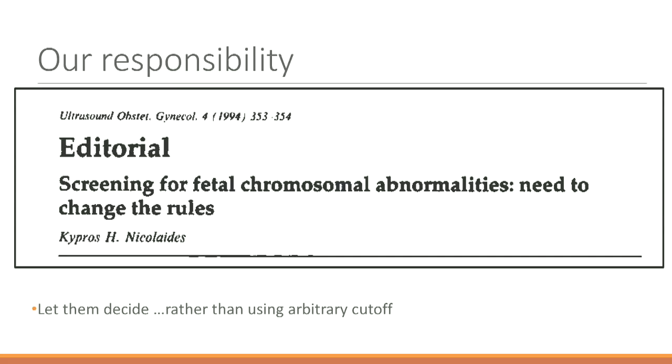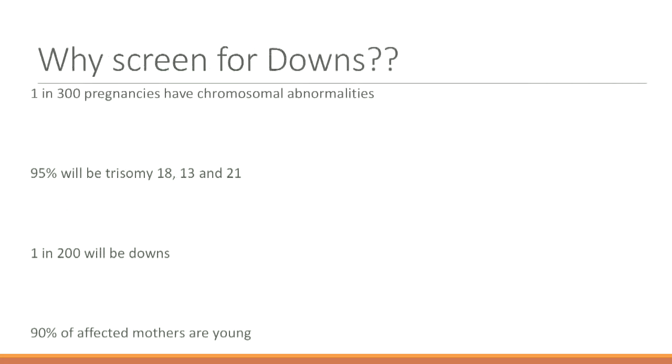The primary question is, why do we need to screen? Why do we need to screen for Downs at all? Because if you look at pregnancies in general, 1 in 300 of them are going to be affected with chromosomal abnormalities. 95% of those abnormalities are going to be trisomy 18, 13 or 21, and a majority of those abnormalities are going to be trisomy 21. And the biggest problem here is that more than 90% of these affected children are going to be born to mothers that are young. And that is why it is important to screen for Down syndrome.